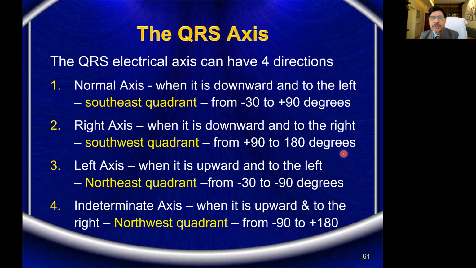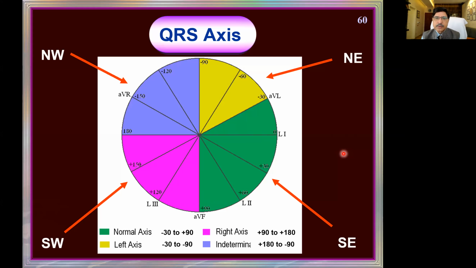Normal axis when it is downward and to the left, southeast quadrant, minus 30 to plus 90. Right axis when it is downward and to the right, southwest quadrant, that is 90 to 180, this side. And the left axis when it is upward and to the left, northeast quadrant, minus 30 to minus 90. Indeterminate, northwest quadrant, the uppermost, this side, which is minus 90 to plus 180. So just remember this diagram, very easy for that.